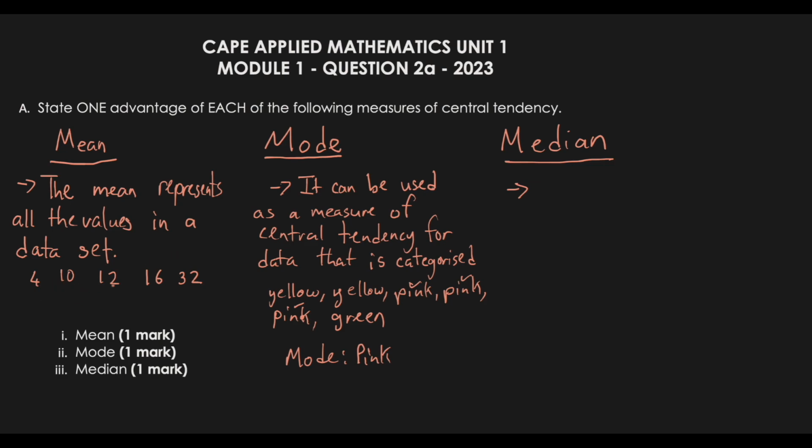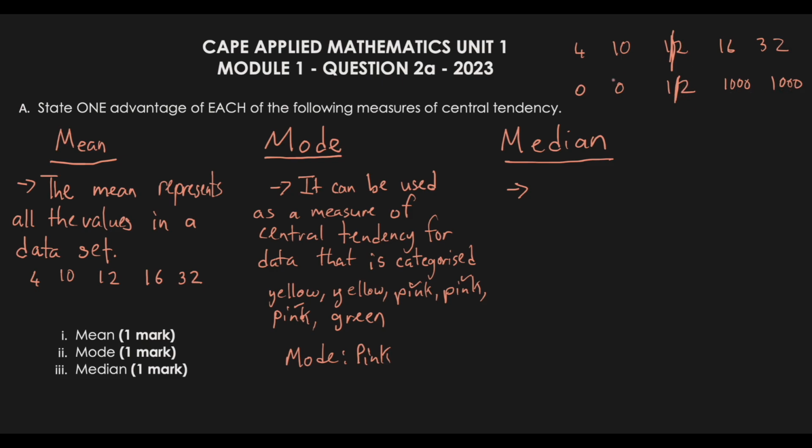So if I had an instance where the values here, instead of 4, 10, 12, 16, 32, were 0, 0, 12, 1000, 1000, the median here, because you have them from lowest to highest, is 12. Now down here, the median is also 12. So it does not matter what these values are, the median is unaffected.